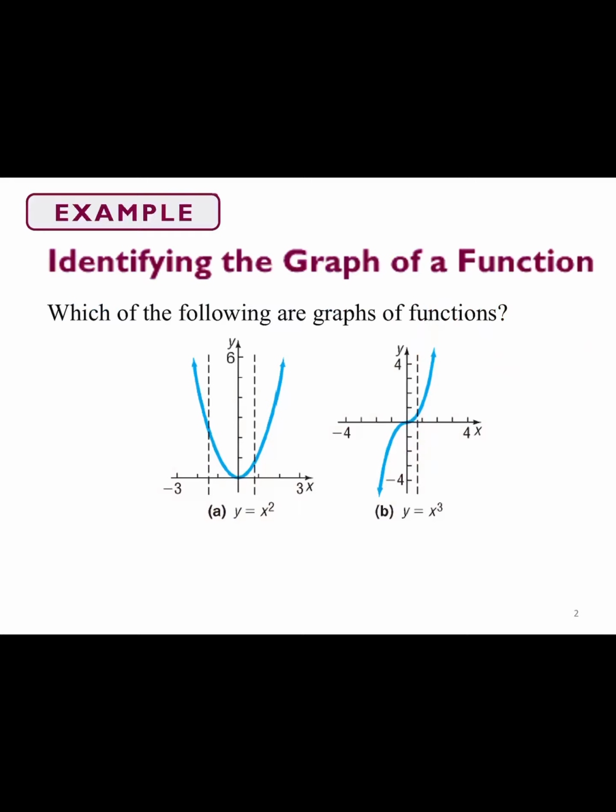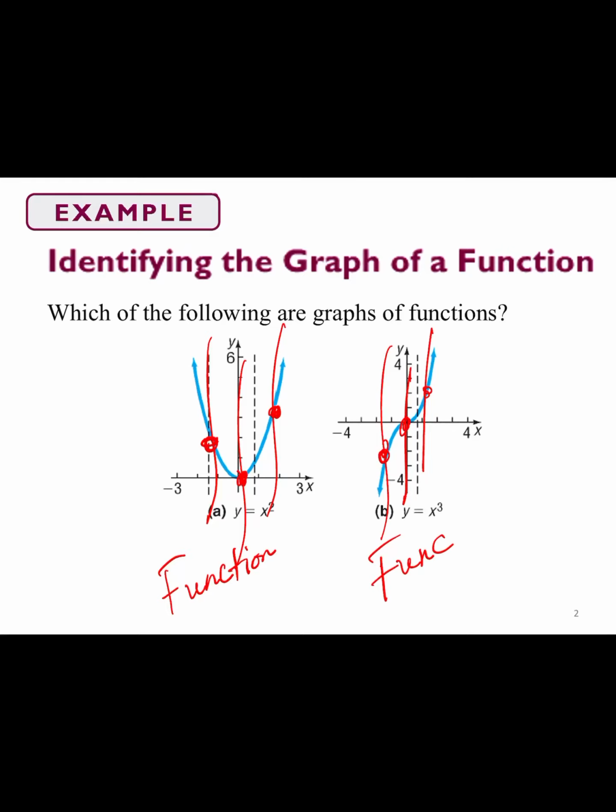It says, which of the following are graphs of functions? We're going to look at this. We just drop vertical lines through. That vertical line hit one time. I dropped another vertical line right there, hit one time. No matter where I draw a vertical line, it's only going to hit once. So that is a function. Do the same thing over here. One time on the graph. One time. If we only hit vertically one time, what do we have? A function. Thank you.